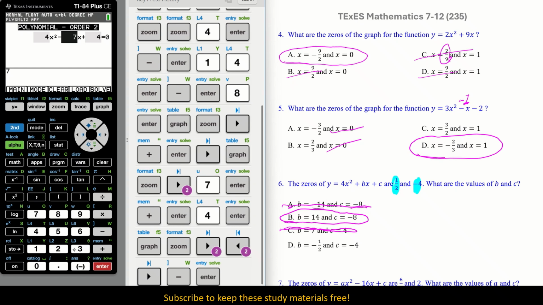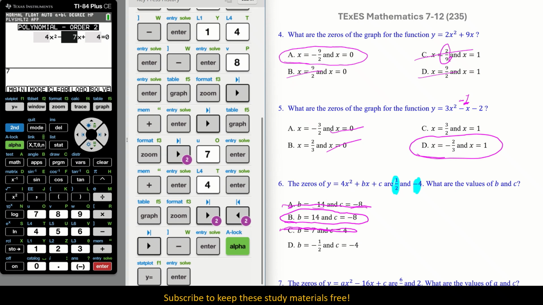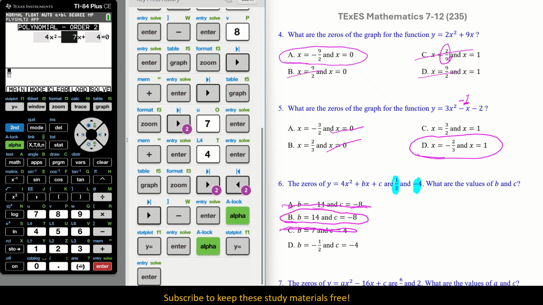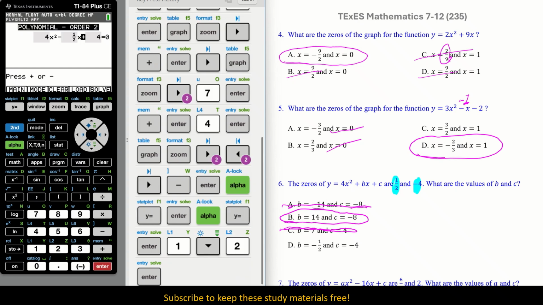Now that's going to be a half. Now let's push alpha y equals. Okay, wait a minute, wait a minute. That has worked for me in the past. Yeah, there it is. I didn't push it correctly. Now, I have it as a negative or a subtraction. So I need 1, arrow down 2. Okay, then enter. Okay, there we go.